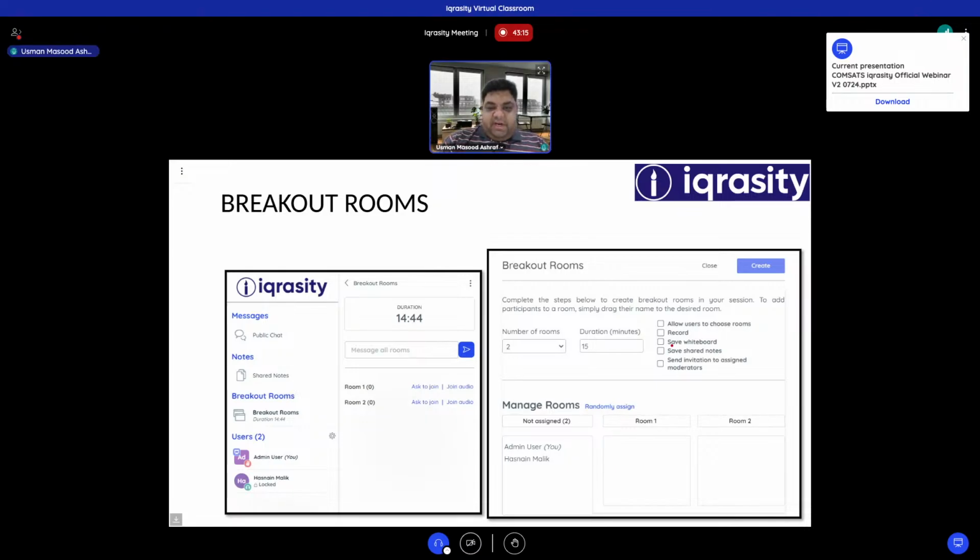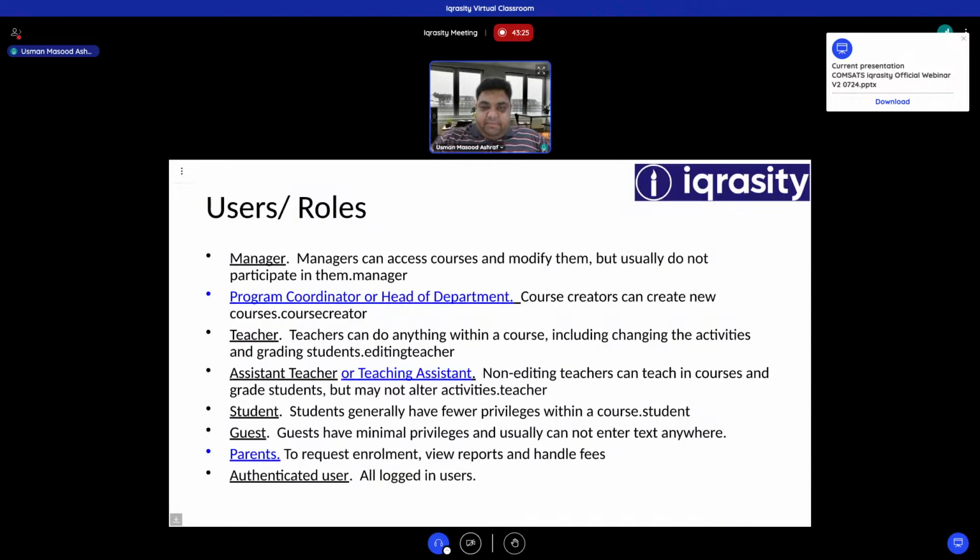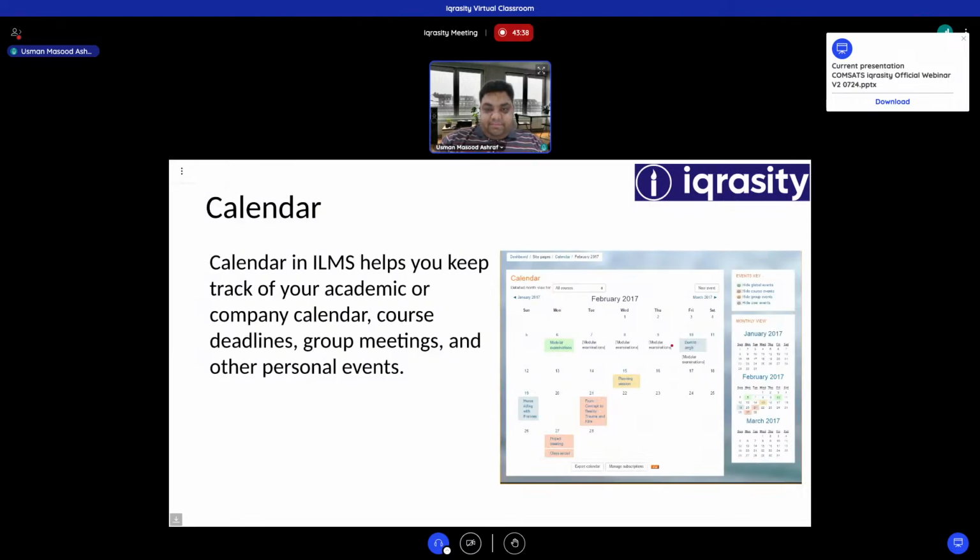As explained before, there are breakout rooms. We will be creating different breakout rooms for labs in which you will be doing labs in groups or with a teacher or some other activity in the future. So there are multiple roles for this LMS. There are managers, teachers, students, guests, and also parents.